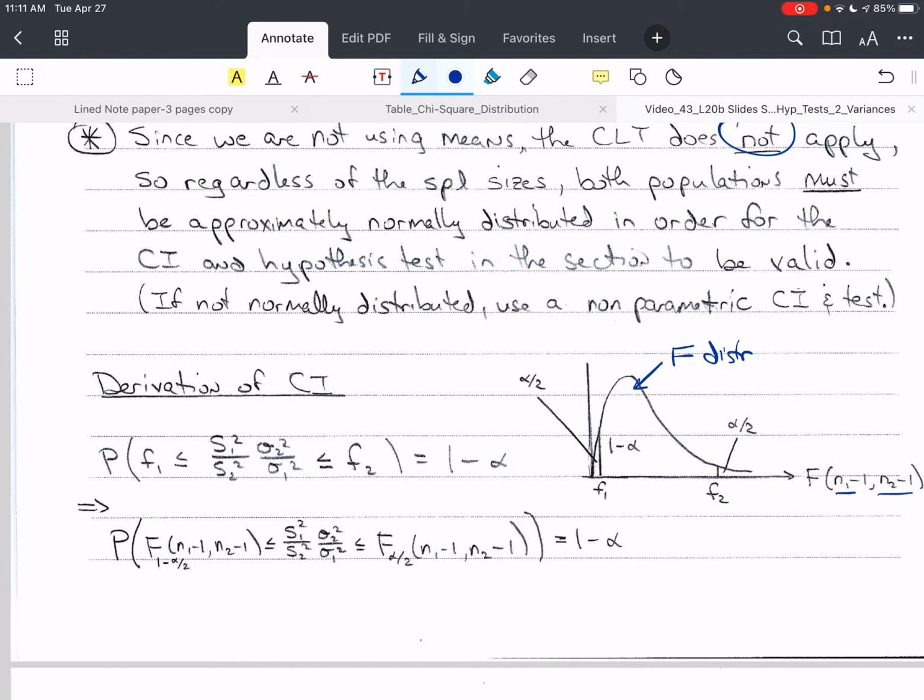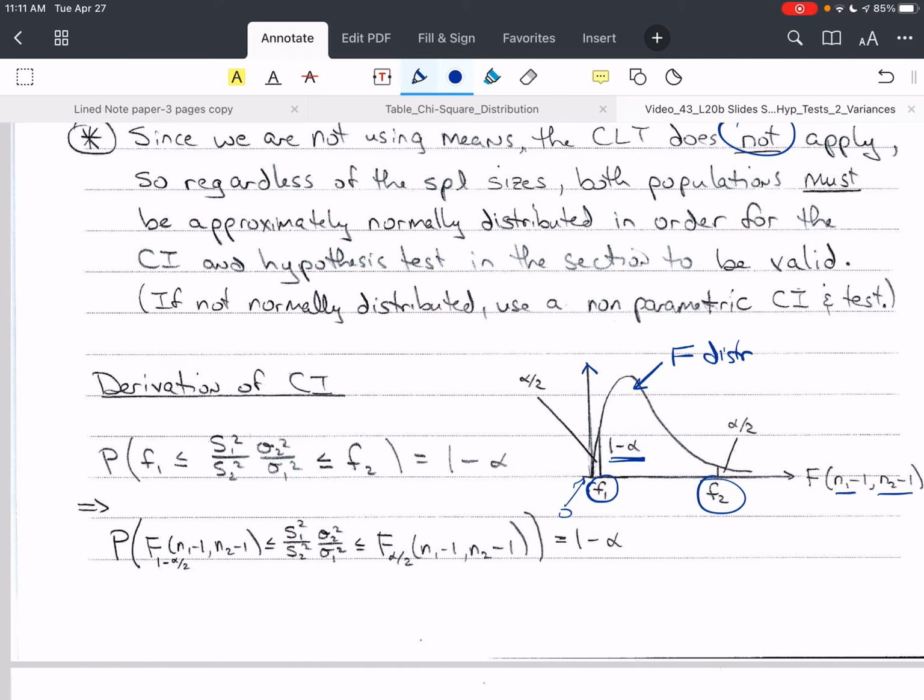So we want to choose these points F1 and F2 so that in between them is 1 minus alpha probability. And we want this to be as centered as possible. So since we want 1 minus alpha in the middle, and 0 is the lowest value F can take.